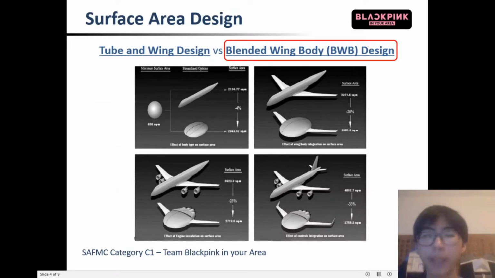There are 2 main designs, a tube and wing design versus a blended wing body design. Given the same volume, a blended wing body design has a larger lift surface area, so it is more efficient aerodynamically. Therefore, I choose to use a blended wing body design.